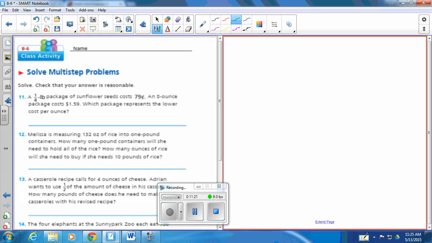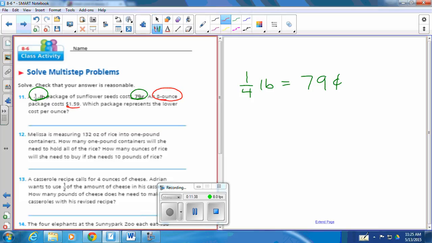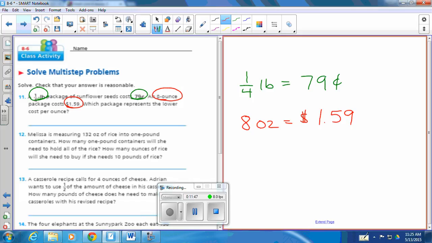So if 1/4 of a pound costs how much? 79 cents. An 8-ounce package costs how much? $1.59, right? Okay, so we need to do a conversion here. Are we using the same units of measure? Nope, we have pounds and ounces. So we need to make those the same so that we can compare the prices. But we would have to remember when we change these, this is also going to change, right?